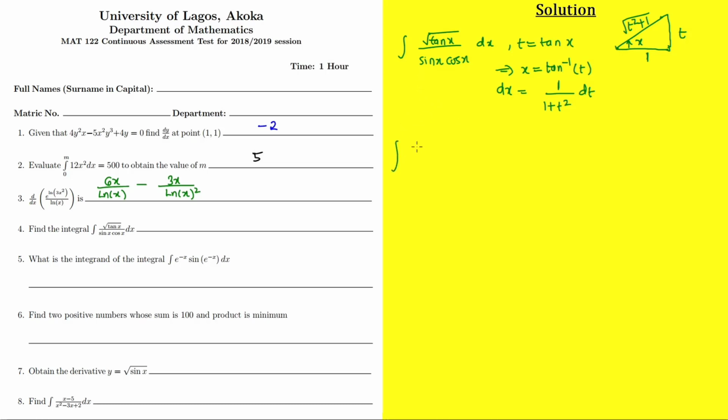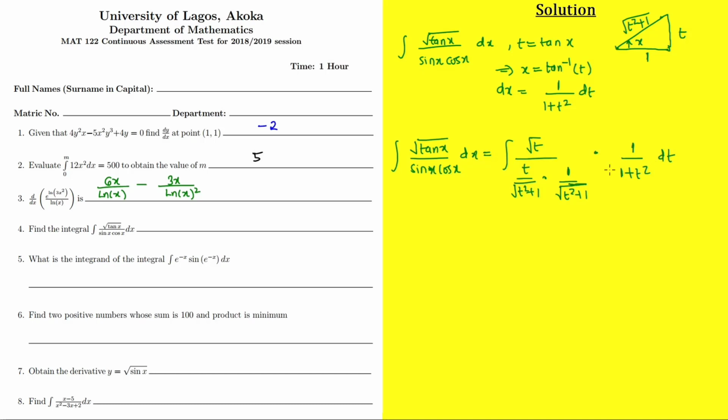So the integral of the square root of tan x all divided by sine x cos x dx is simply the integral of square root of t all divided by, now what will be sine x? From the idea of SOHCAHTOA, sine is opposite over hypotenuse. My opposite is t over the hypotenuse, which is the square root of t square plus 1, multiplied by cos x. My cos x is adjacent over hypotenuse, which is 1 over the square root of t square plus 1. Then multiply by my dx, which is now 1 over 1 plus t square dt.